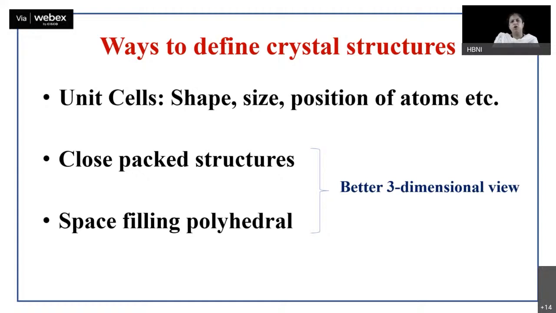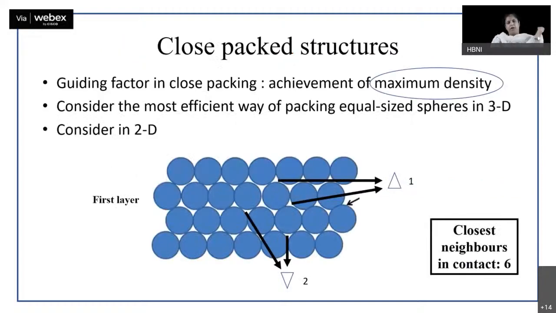We will talk about these two things as well. The last two things, that is the close packed structure and space filling polyhedra, give you a better idea of the three-dimensional view of how your structure will look like. Close packed structure, all of us know, right from 9th standard, we are told there is a hexagonal close packing, there is a cubic close packing. So I will try to spend little time on it, but on points which I can feel that you might need a better understanding on.